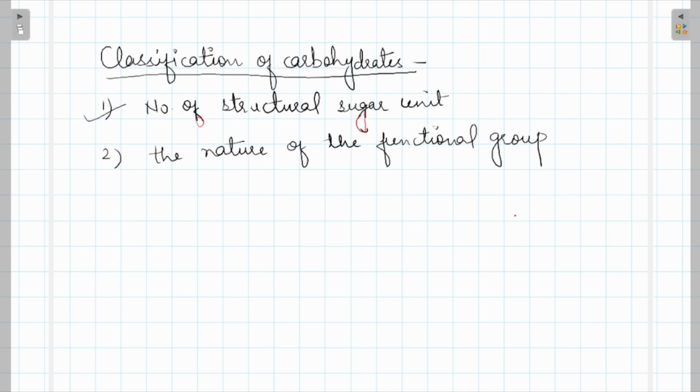If 2 units are present it is called disaccharide. If few units are present it is called oligosaccharide. और अगर बहुत सारी units present हैं then it is called polysaccharide. Second classification is on the basis of the nature of the functional group. The functional group may be an aldehyde group or a keto group. If an aldehyde group is present, it is called aldoses. If a keto group is present, it is called ketoses.